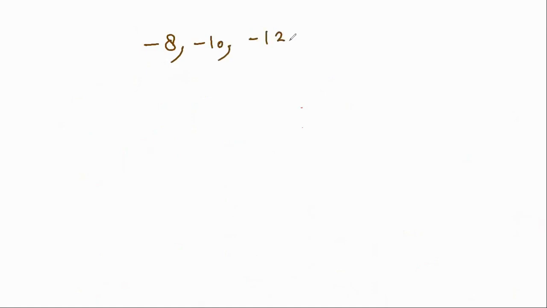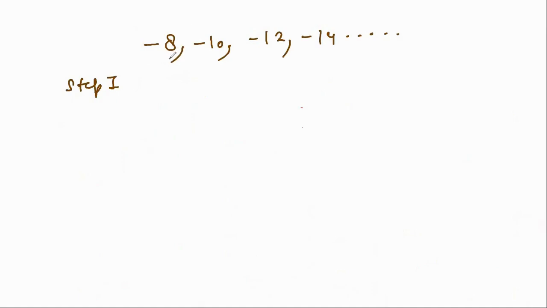Okay. So let's start with an example to understand what a linear sequence is and how to find the nth term, that is the Tn, right? So let's start with this: minus 8, minus 10, minus 12, minus 14, and so on. Suppose this is a sequence. What is the first step? Step 1 is to find the common difference.